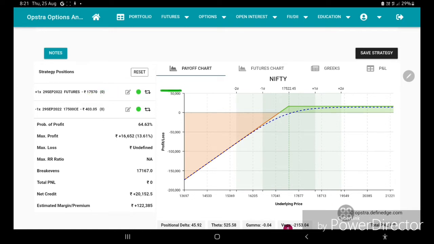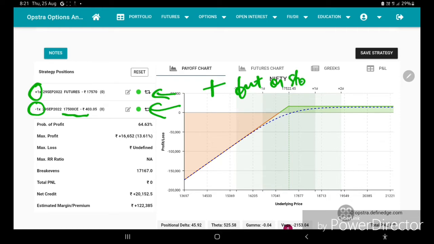Also at this position, 17,570, we have to sell a call option. This call option is sold, that's why a negative sign is shown here, and positive for the one we have bought. So this is how a covered call works. You have to buy one futures or a stock. There is a lot size here. The lot size is 50 because we are dealing with Nifty, and you have to sell one call option at the money.